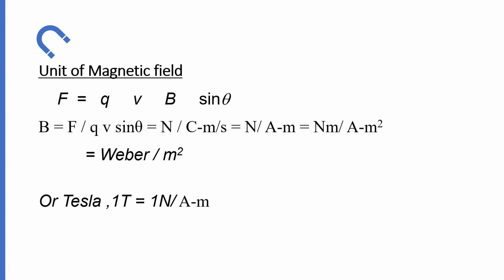Then Newton meter by ampere is called Weber. Therefore, the unit is Weber per meter square. Or this is equivalent to Tesla. Or 1 Tesla is equal to 1 Newton per ampere meter.